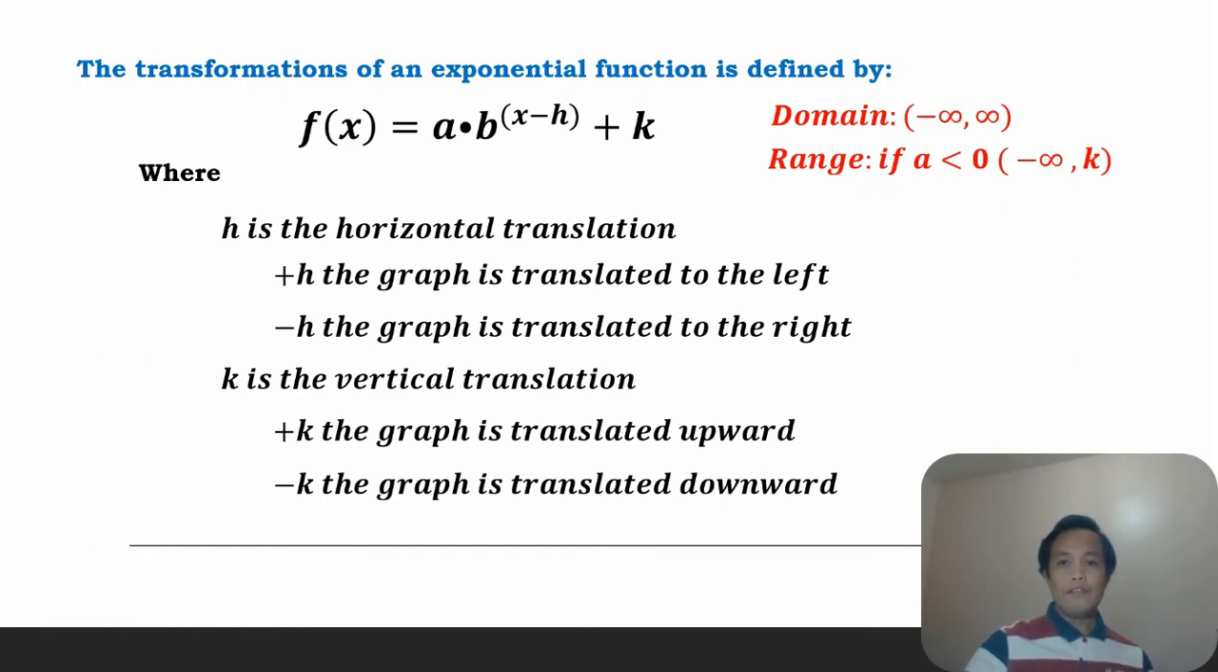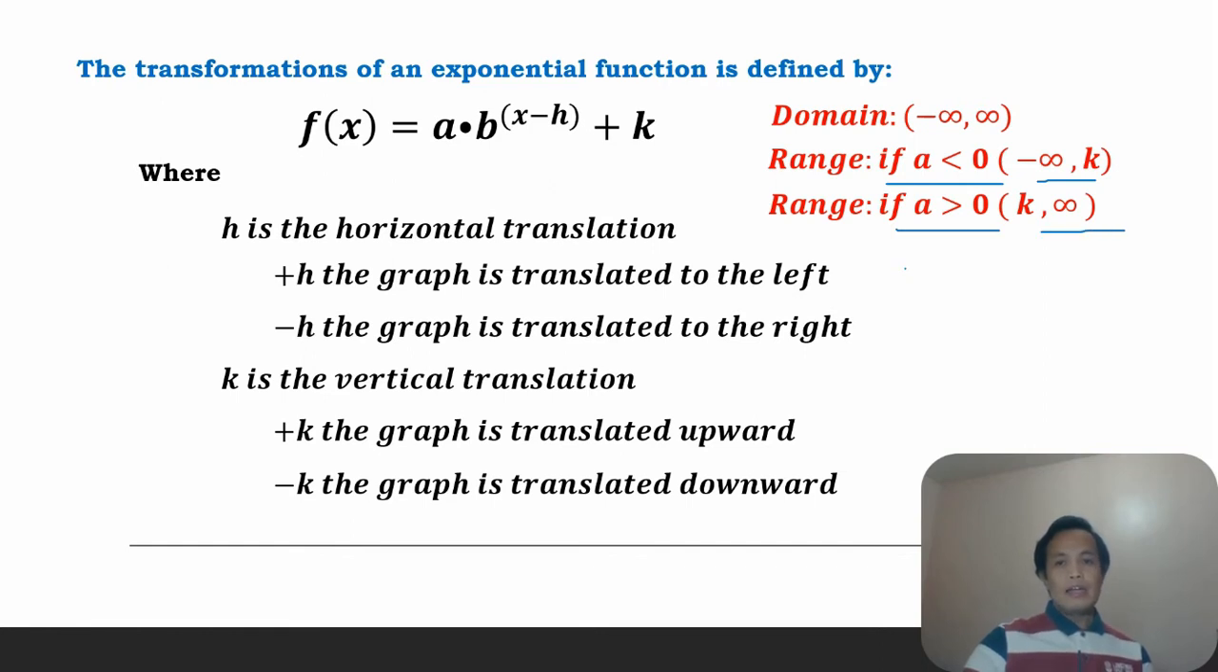How about if a is greater than 0? If a is greater than 0, our range should be from the value of k up to positive infinity. So this is the value for k here up to positive infinity. Again, I want to emphasize the conditions here: if a is less than 0 and if a is greater than 0. So you have to take note of these conditions. Again, for all forms of exponential function, the domain should always be defined by negative infinity to positive infinity. Let's proceed to the examples.